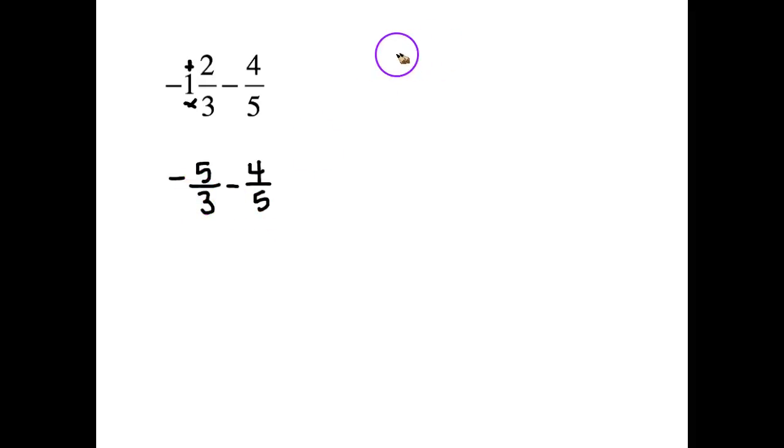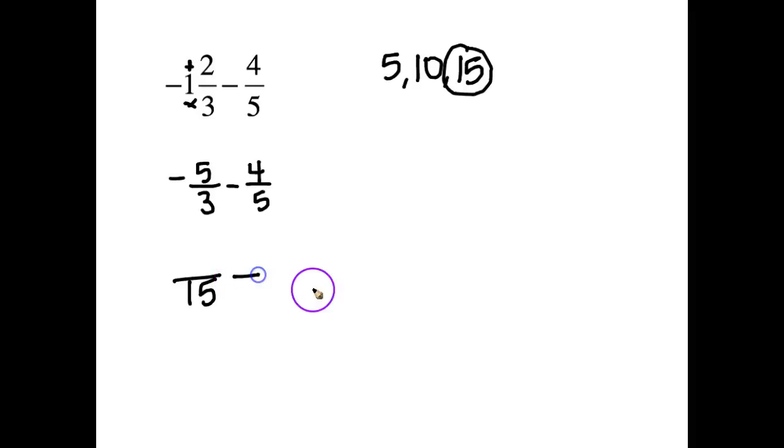So here, 5 is going to be the first number I try out. Can 3 be made into 5? Nope. So the next one's going to be 15. Can 3 be made into 15? I'm sorry. The next one would be 10. Can 3 be made into 10? Nope. Moving on is 15. Can 5 be made into 15? Yes. So I'm going to stop. That's my lowest common denominator. So I'm going to go ahead and put 15 as my lowest common denominator. I'm going to bring down my operation, which is the subtraction.